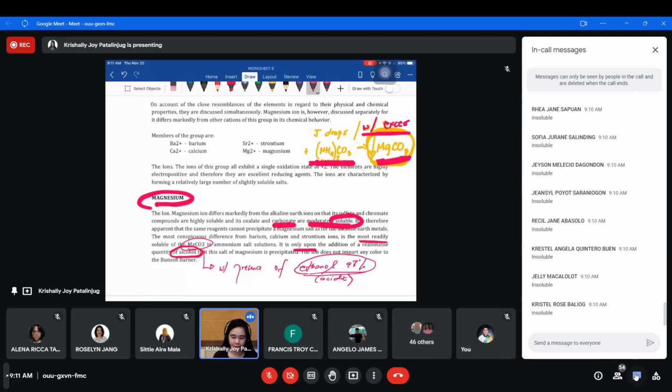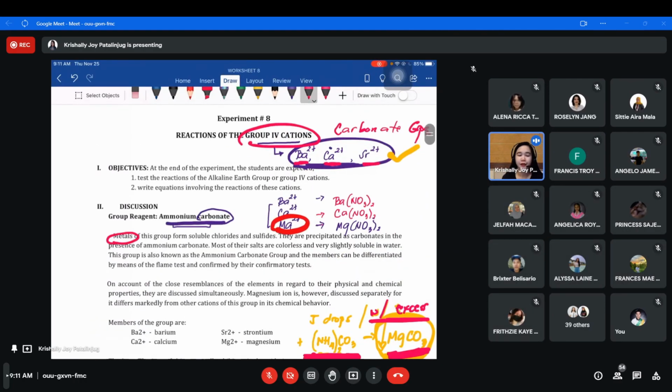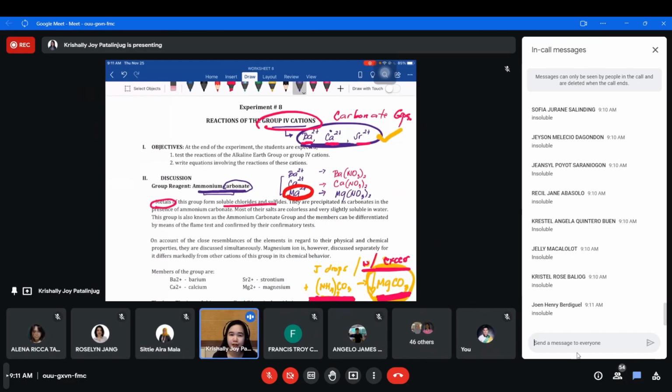Okay? Sige. So sabi dito sa discussion portion, itong mga metals under group 4 cations, they form soluble chlorides and sulfides. That is a basic knowledge somehow. Kasi kapag chlorides, di ba, only group 1 cations form insoluble chlorides. Kaya nga ang group 1 cations, they are also known as insoluble chloride groups.